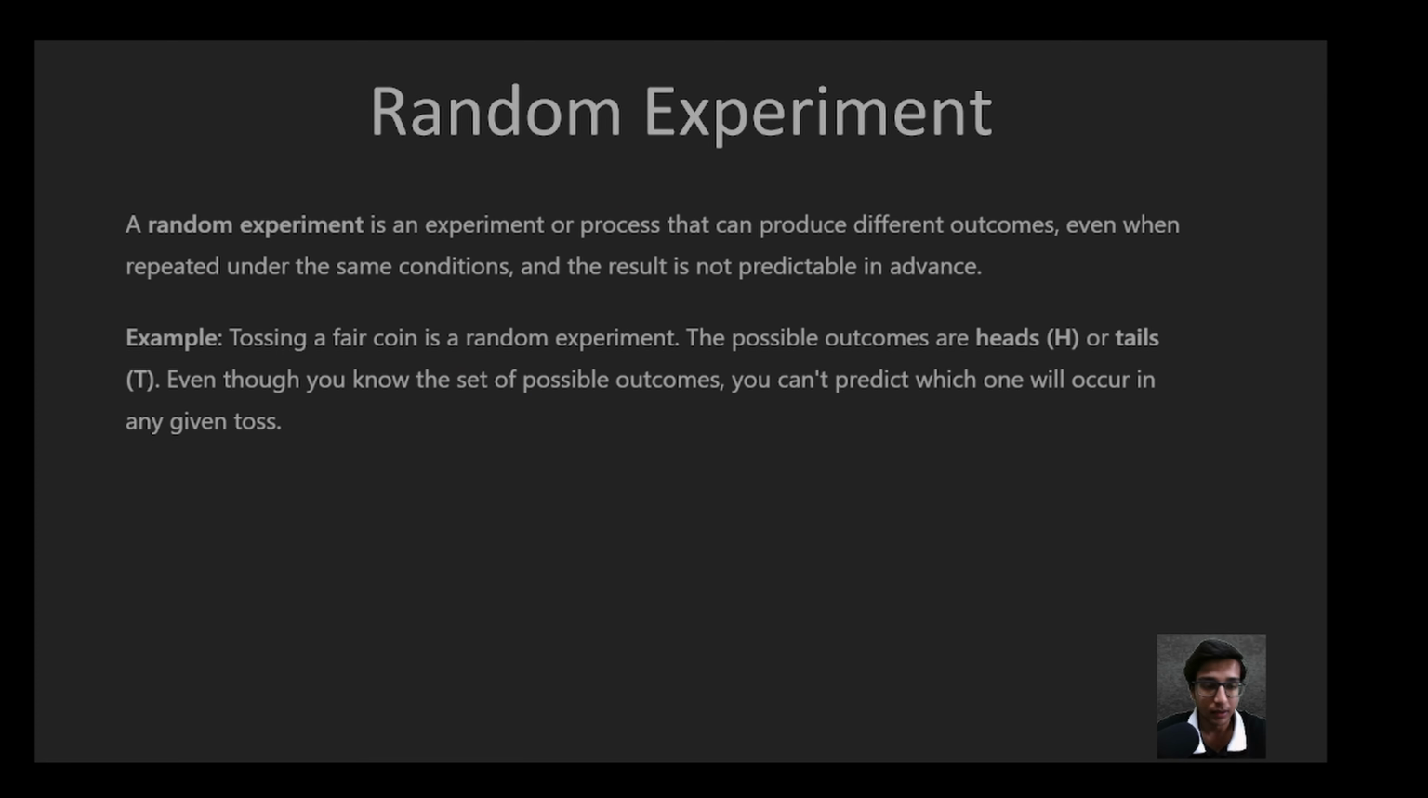Random experiment. First of all, what is a random experiment? An experiment that can produce outcomes when it is repeated under same conditions, and of course the result is not predictable in advance. So there are two main conditions for a random experiment. The first condition is that the event or the experiment that is happening, it must have more than one outcome.